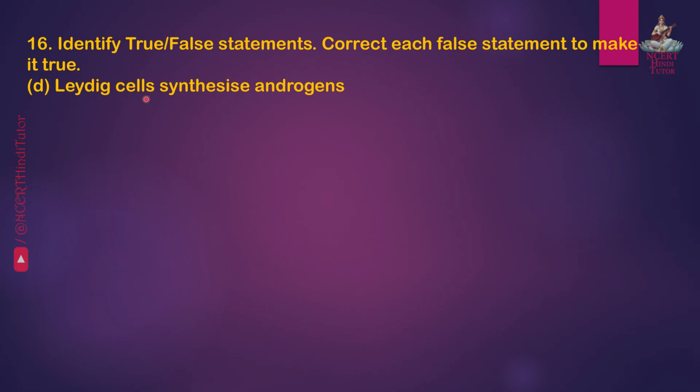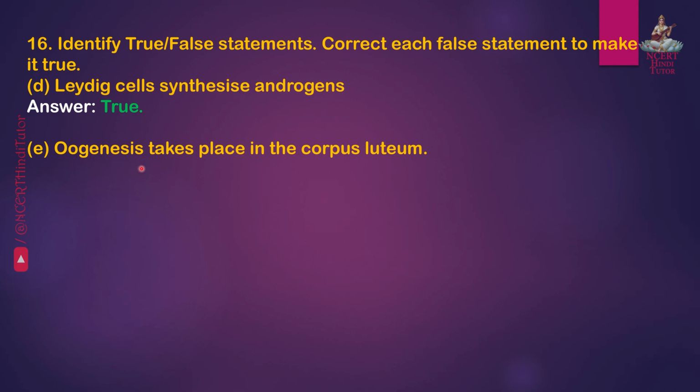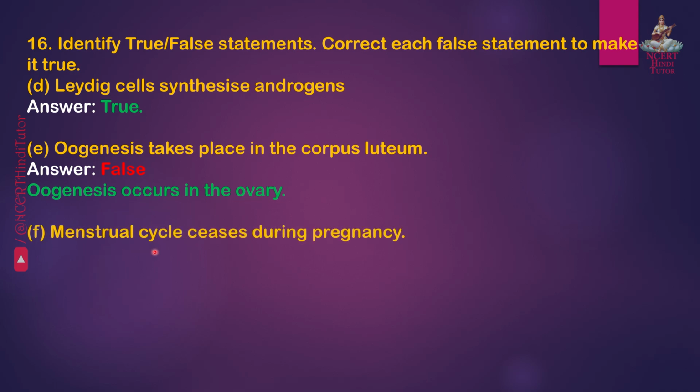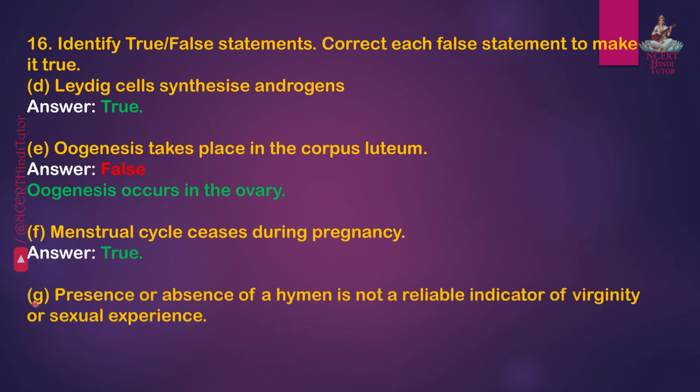D. Leydig cells synthesize androgens. Answer. True. E. Oogenesis takes place in the corpus luteum. Answer. False. Oogenesis occurs in the ovary. F. Menstrual cycle ceases during pregnancy. Answer. True. G. Presence or absence of a hymen is not a reliable indicator of virginity or sexual experience. Answer. True.